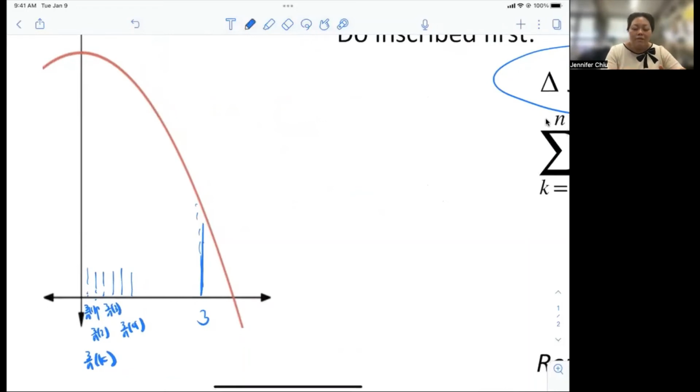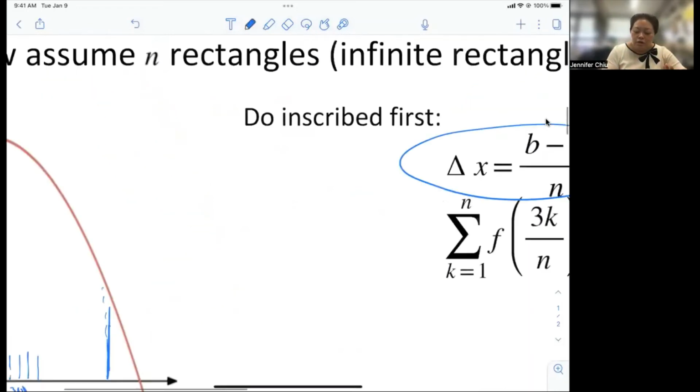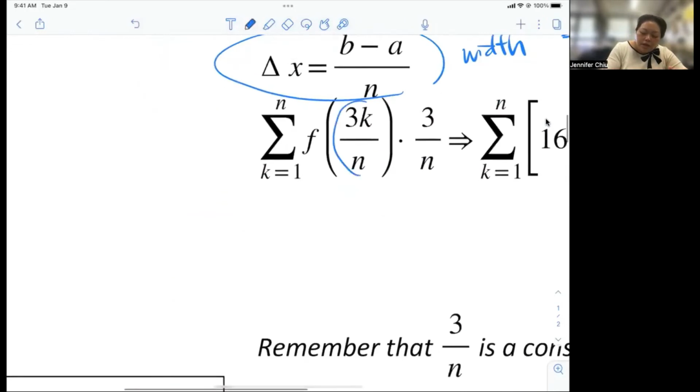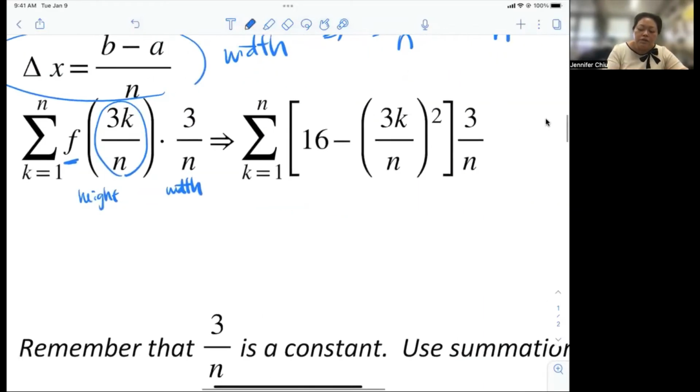And then to get the y value, take this x value and plug it into your function. So you plug 3k over n into your function. That's your height, times the width of your rectangle, which is 3 over n. Okay? And since my function is 16 minus x squared, this is my x squared. So that's how you plug it into the formula, right?